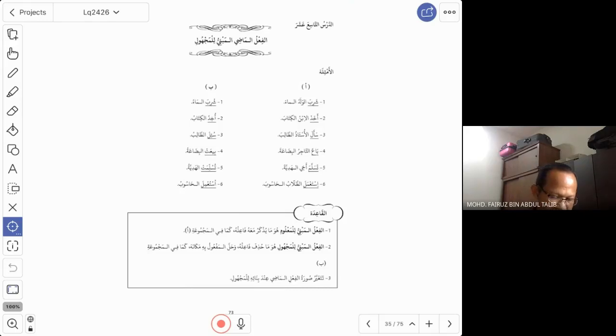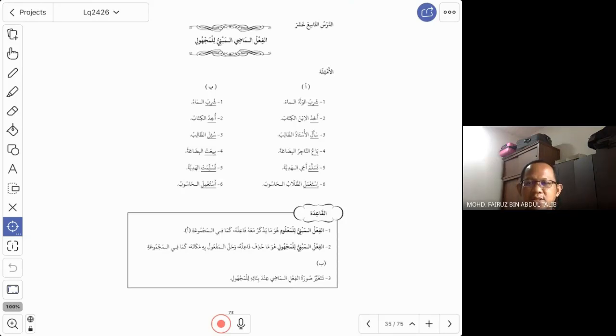Okay, page 73. This is not the Nahu topic. This is the Sarf topic. Sarf, again, as we have explained earlier in the beginning of the semester, is related to the word itself, not the sentence.